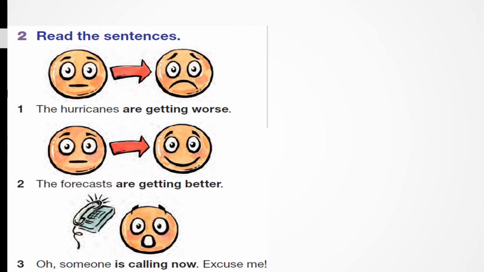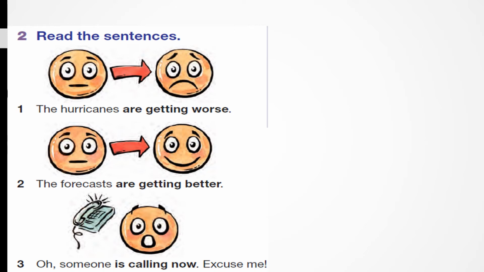Now let's read the sentences in exercise 2. Number 1. The hurricanes are getting worse. Number 2. The forecasts are getting better. Number 3. Oh, someone is calling now. Excuse me. Now, which tense do we use here in these sentences? What do you think? Is it present simple or present continuous?